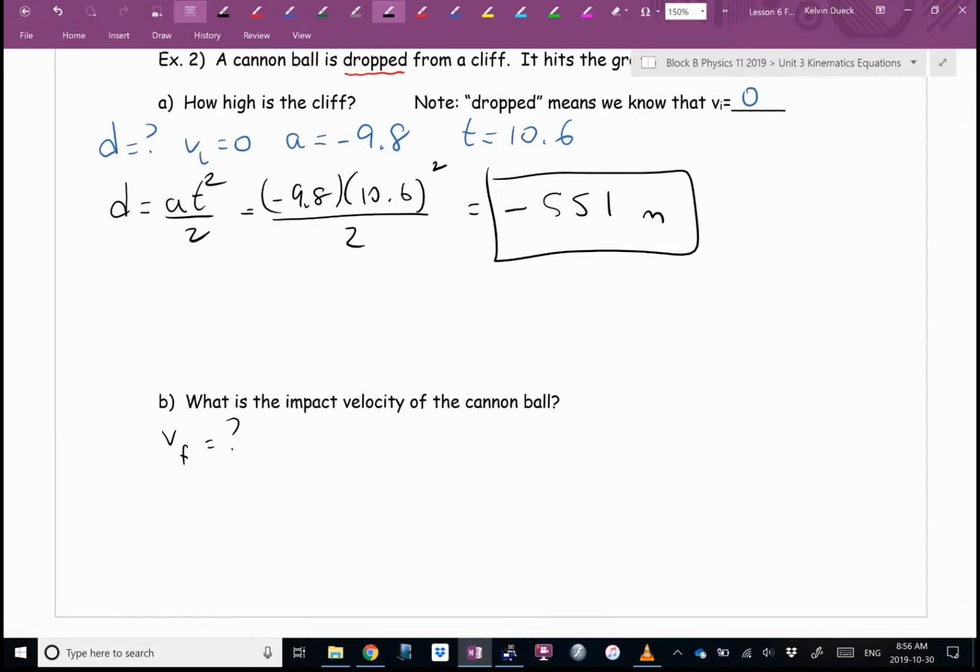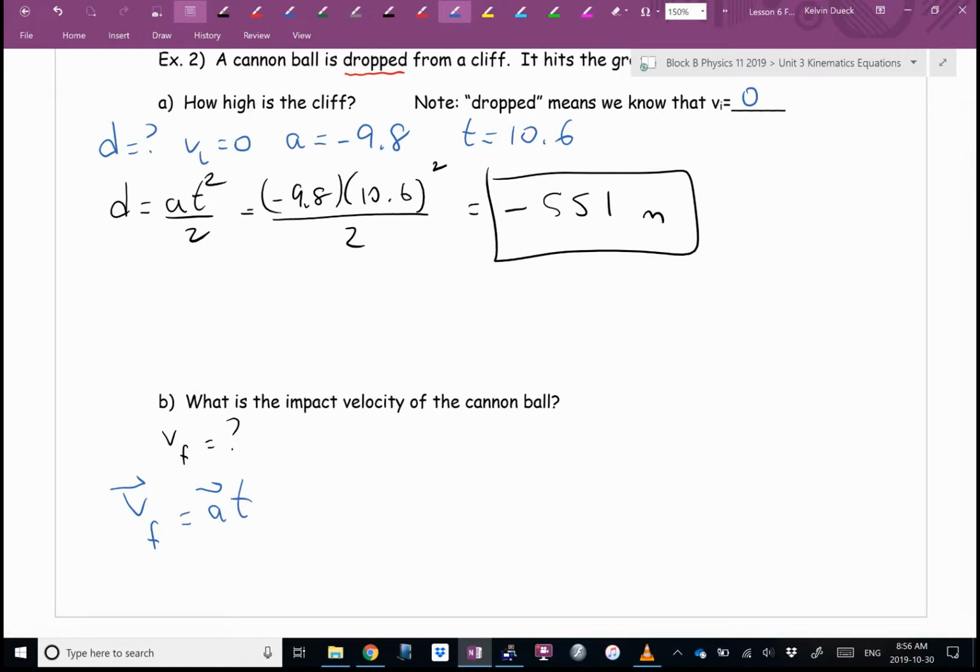Okay. Sam, which equation can I use? VF equals AT. Why didn't you say VF equals VI plus AT? Okay. By the way, when we hit the ground, what direction are we traveling?